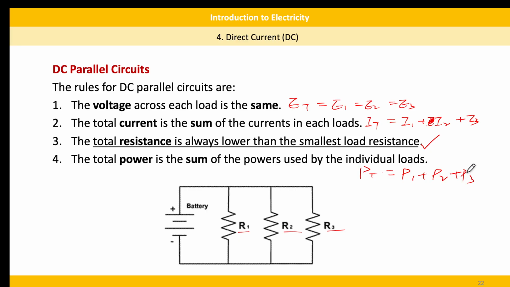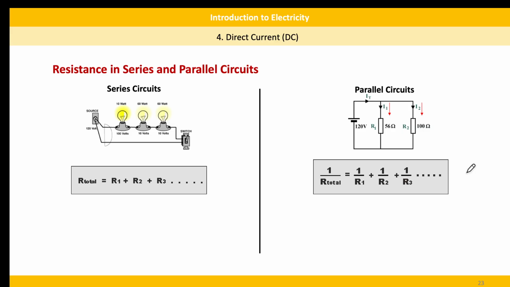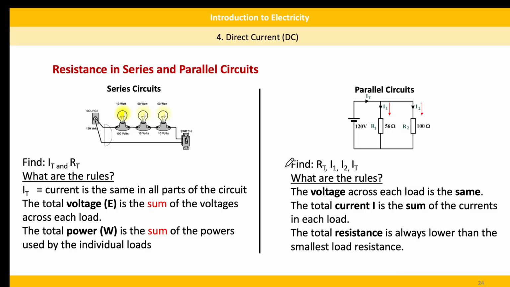So let's see the total resistance of a parallel circuit. This is a series circuit, so R total is just the sum of all the resistances. And for the parallel circuit, the reciprocal of R total is the reciprocal of R1 plus the reciprocal of R2 plus the reciprocal of R3, and so on. So this is the difference for resistance. And then let's look at the calculation.